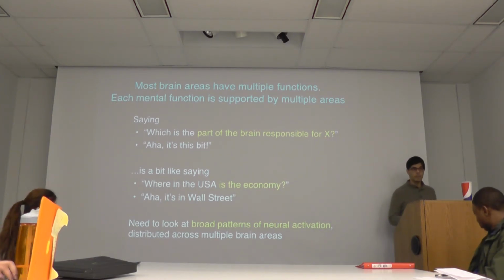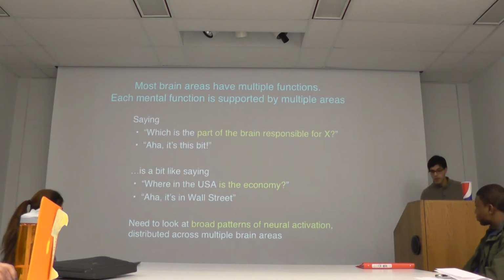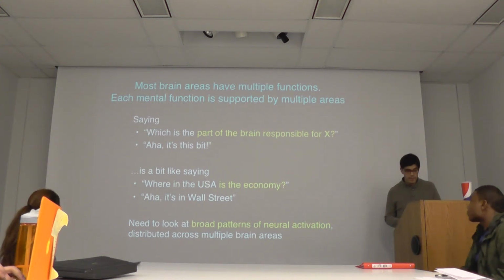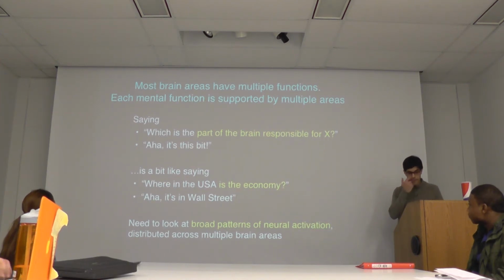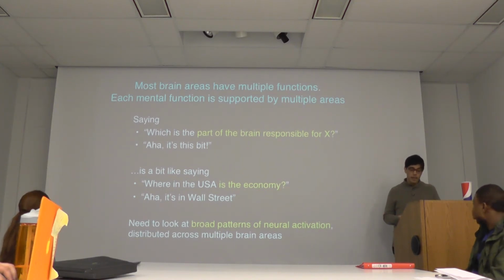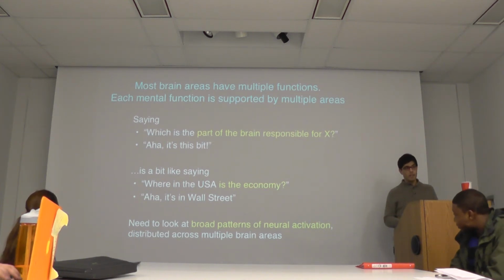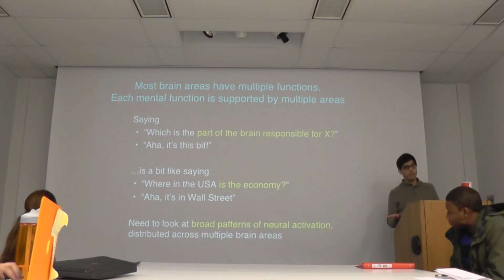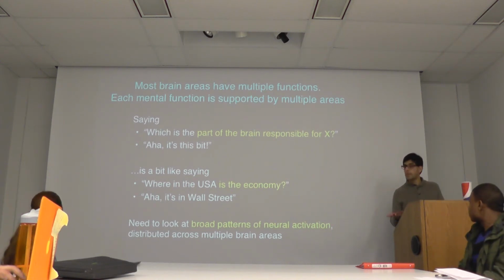Which is getting a little bit more reasonable, but maybe not quite. So my favorite metaphor for thinking like this is, suppose I say, where in the United States is the economy? Which at first glance, before you think about it, doesn't seem like a completely ridiculous question. And a pretty reasonable first approximation answer might be to say, there's this street, and there's this area in Lower Manhattan that we found, and it's called Wall Street, and that's where the economy is.